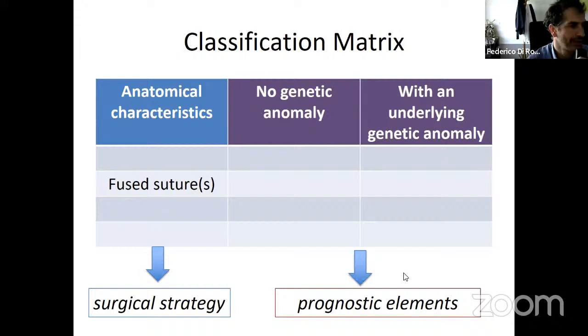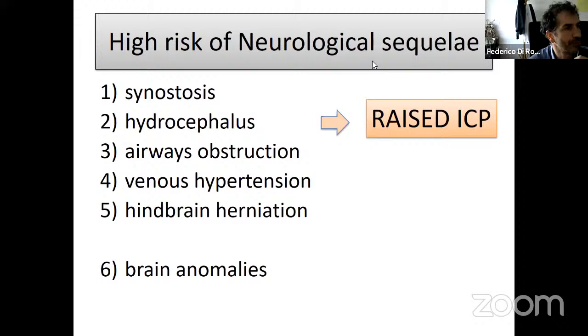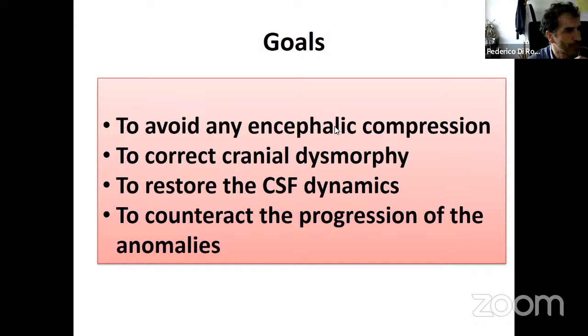So very fast, going to the principle of surgery, the problems from the neurosurgical point of view are those raised by ICP. You can see, as I told you, you can have problem also in breathing because of the midface. You can have problem of venous hypertension. You can have brain anomalies. But what we can cure are those first elements. So we want to avoid the compression of the brain. You want to avoid the problem of the morphology. You want to restore the dynamics of CSF.